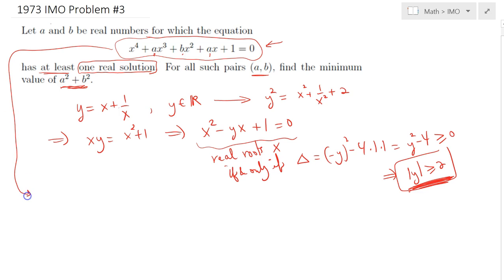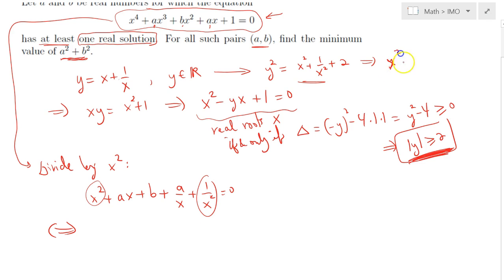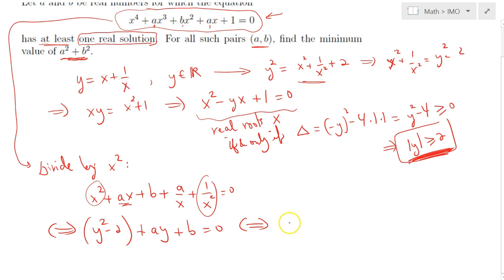Now going back to our quartic, let's divide both sides by x squared. Then the equation becomes x squared plus ax plus b plus a over x plus 1 over x squared is equal to 0. But then I can simply bundle together similar terms. X squared plus 1 over x squared is obviously y squared minus 2, so I have a y squared minus 2 here. And then I have ax plus a over x, but x plus 1 over x was y, so that's just ay. And finally I have b here, plus b is equal to 0. Let's organize it one more time, so therefore I get y squared plus ay plus b minus 2 is simply equal to 0.